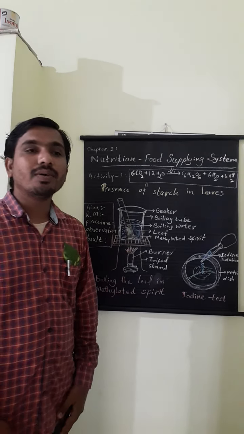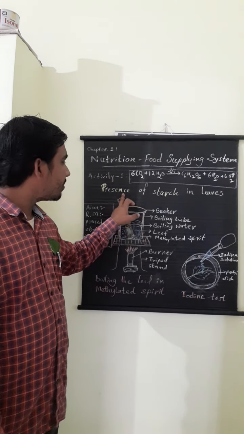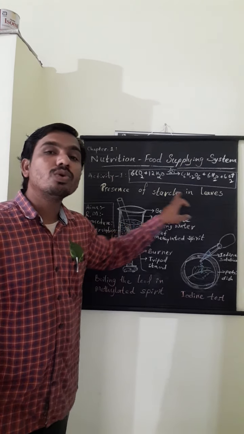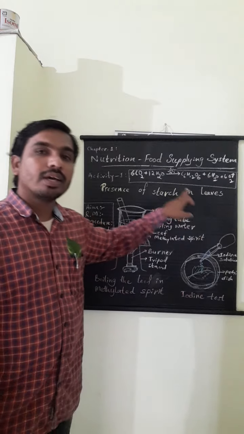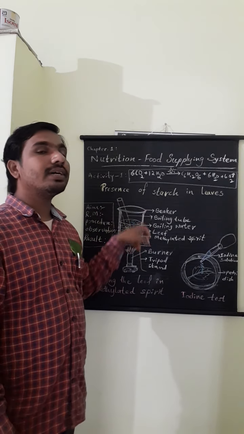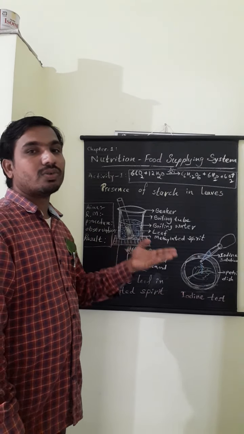Aim is nothing but whatever is given in the topic. Here it is mentioned, presence of starch in leaves. So, to know the presence of starch in leaves, that is the aim. Required materials means whatever materials are required for the activity. You just have to write them down.